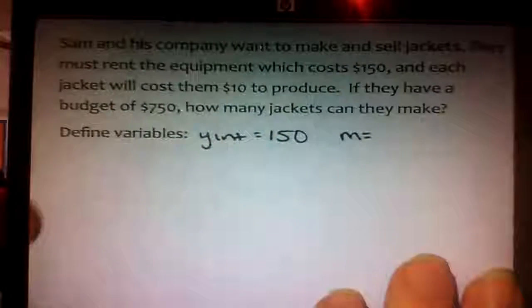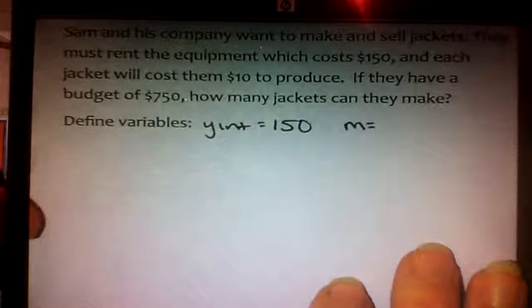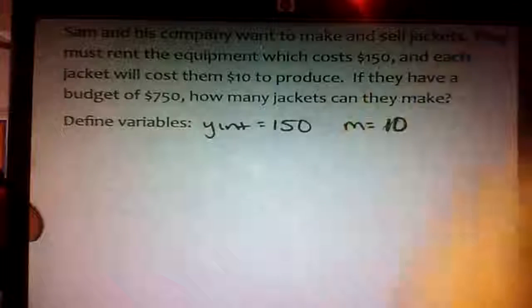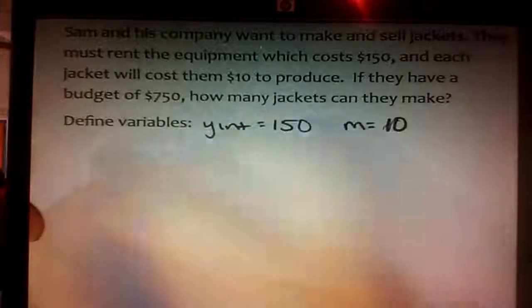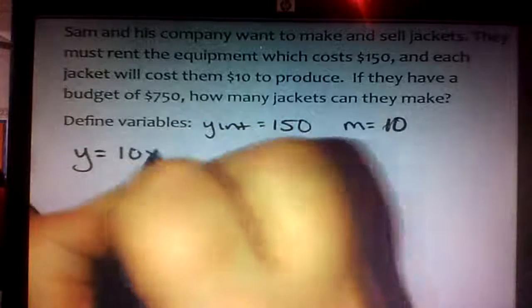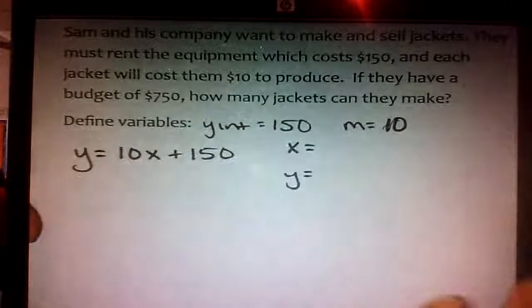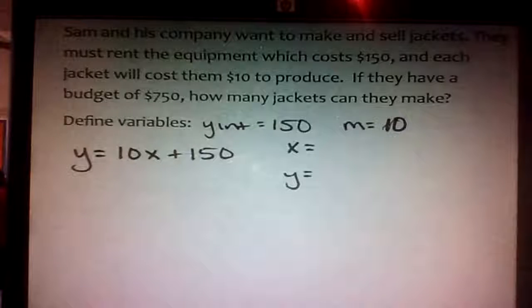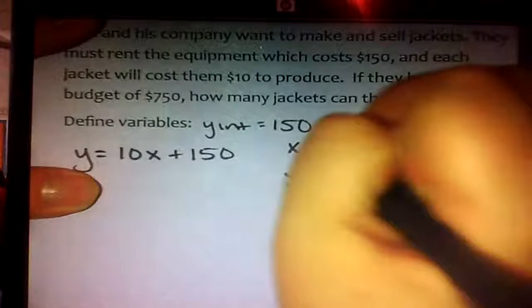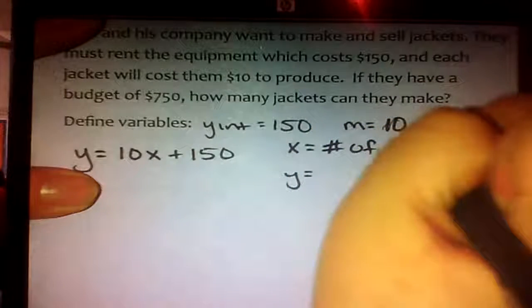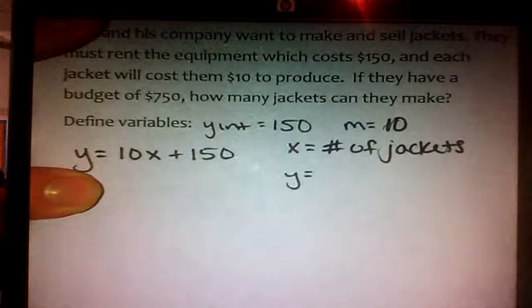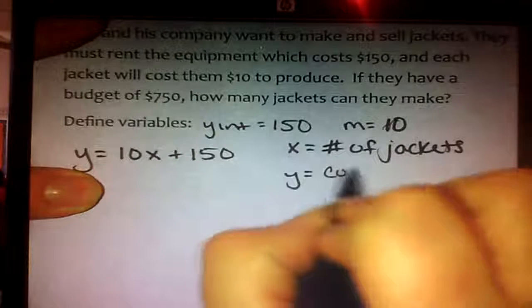What's my slope then? $10. Every jacket they make is going to cost them $10. So y equals 10x plus 150. We have to figure out what x represents and what y represents. X is how many jackets I'm making, so this is your number of jackets. And y is going to be the cost at the end.